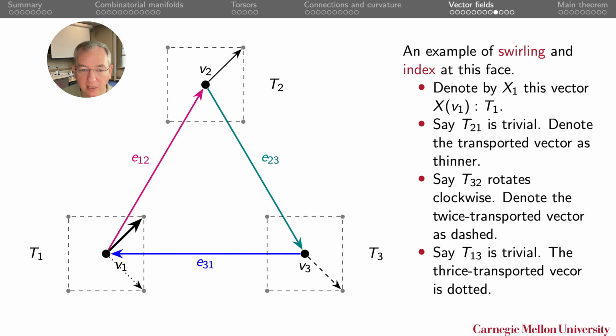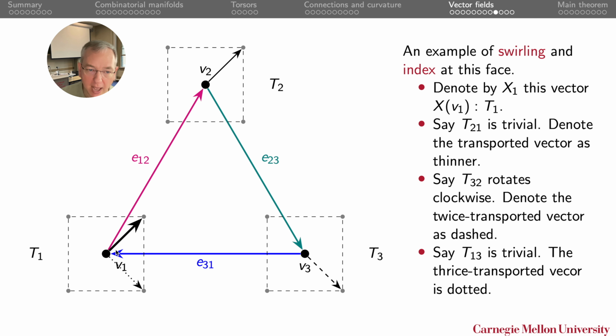Okay. Finally, let's say that T13 along the bottom, the blue edge, is trivial again. So it just slides over. So that dashed arrow slides from right to left to become dotted. So this is our representation of this very same thick black vector after it's been transported around the whole triangle. Comes back like this. Now that's just part of X of the loop, right? That's X of V1 then transported around. But there's X at other vertices, and then we want to look at X on the edges.